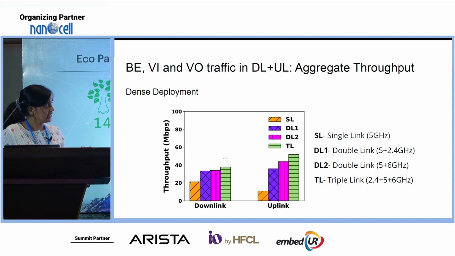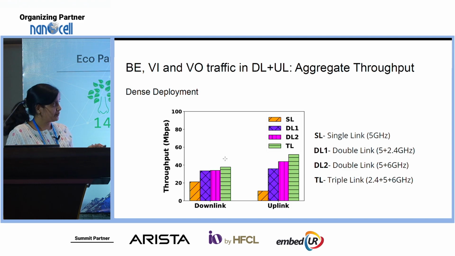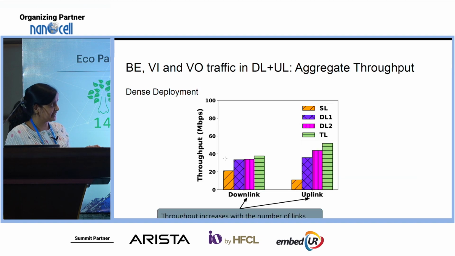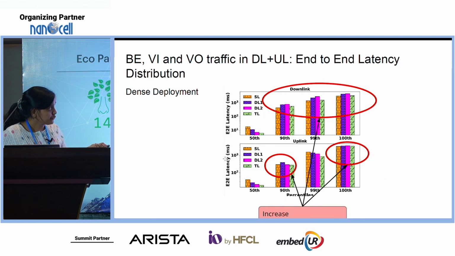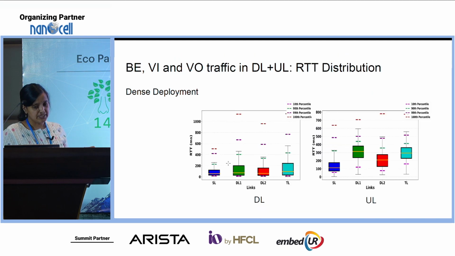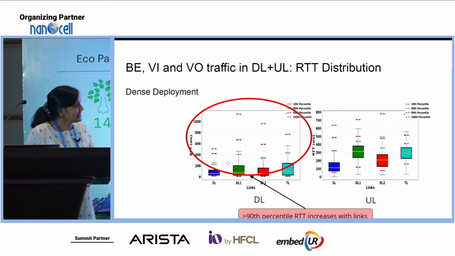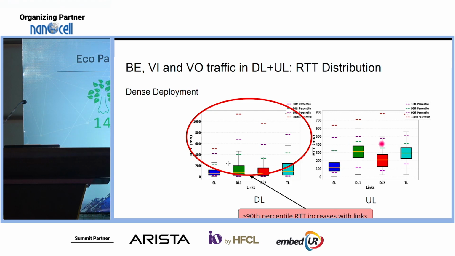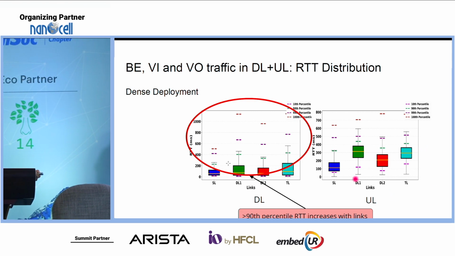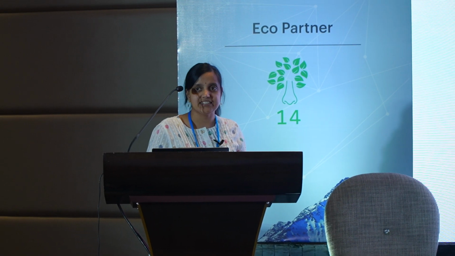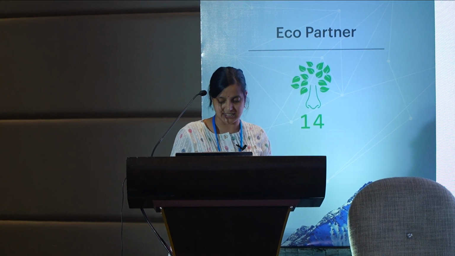So again here, similar sort of observations: the throughput increases with links, the end-to-end latency increases. So we can see that here the 98th and 100th percentile both for downlink and uplink increase. And in terms of RTT, interestingly, see for this uplink, this green curve, the median RTT increases. Okay? Which is a complete contradiction to what MLO is expected to achieve.